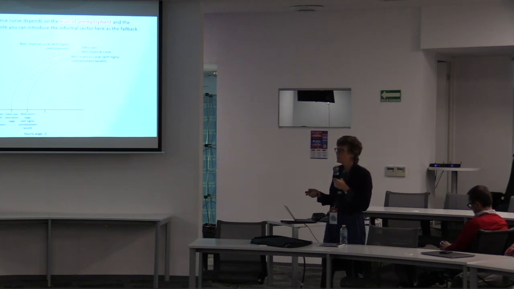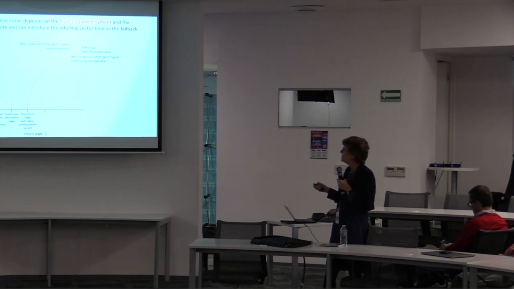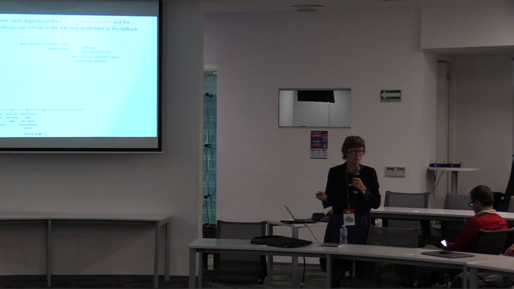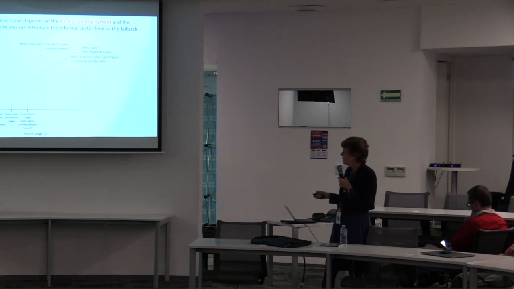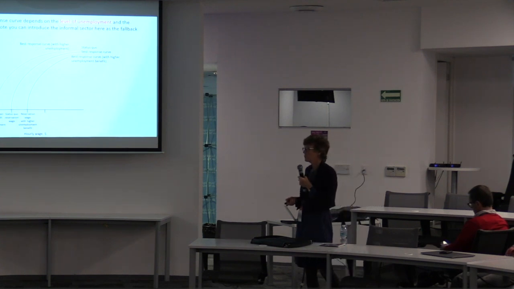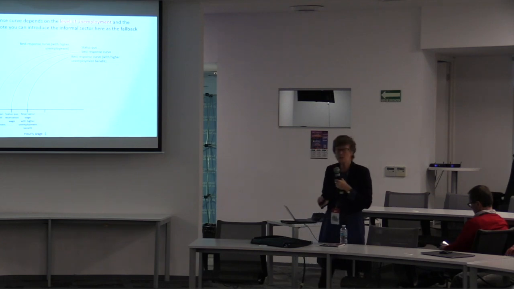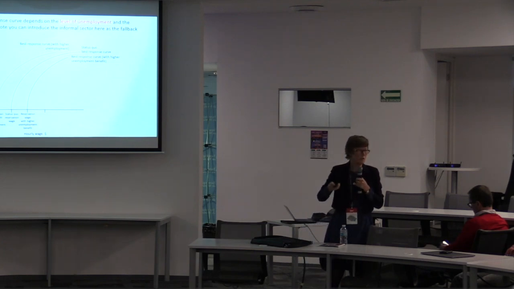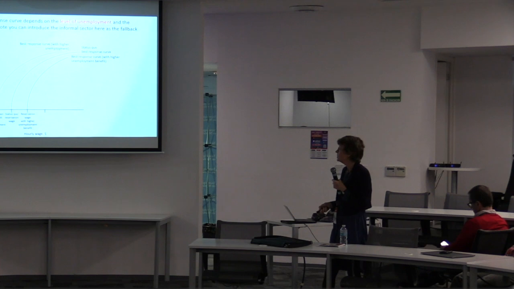You can simply have a kind of budget version where you introduce the informal sector as the fallback position of the worker. So it's just playing this role in terms of the reservation wage. It's going to be determined by what the opportunities are in the informal sector. And I think that should be attractive for the context in which many of you are teaching.